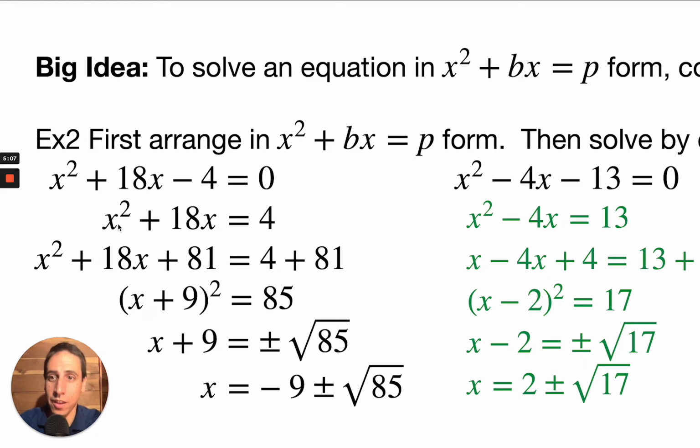So this is x squared plus 18x. We're actually going to add 4 to both sides in here. Now we look at this b value, it's 18. We're going to cut it in half. That's 9, and squared is 81. That's the preliminary work we've got to do.